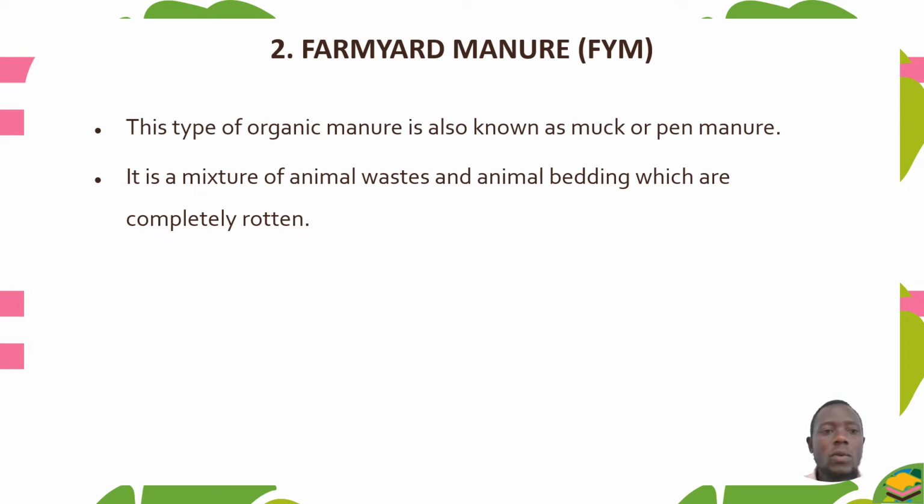So let's look at the second type of organic manure, which is farmyard manure. This farmyard manure is also known as muck or pen manure. It's the mixture of animal waste and animal beddings which are completely rotten. So animal waste plus animal beddings which are completely rotten are the ones used to make farmyard manure.